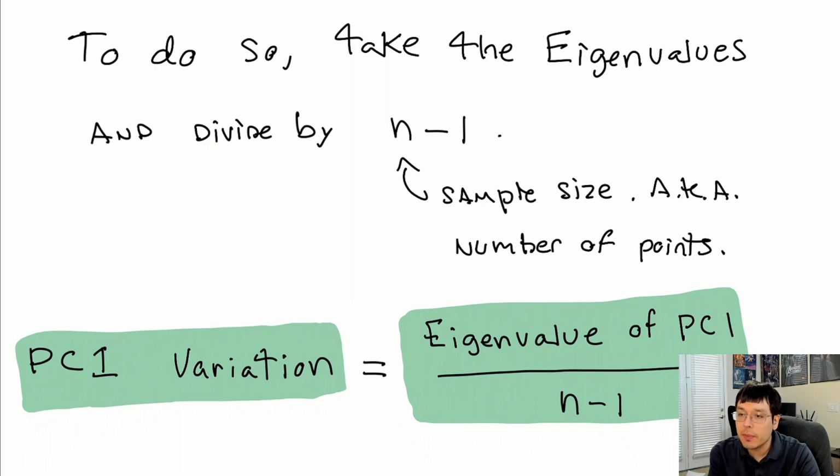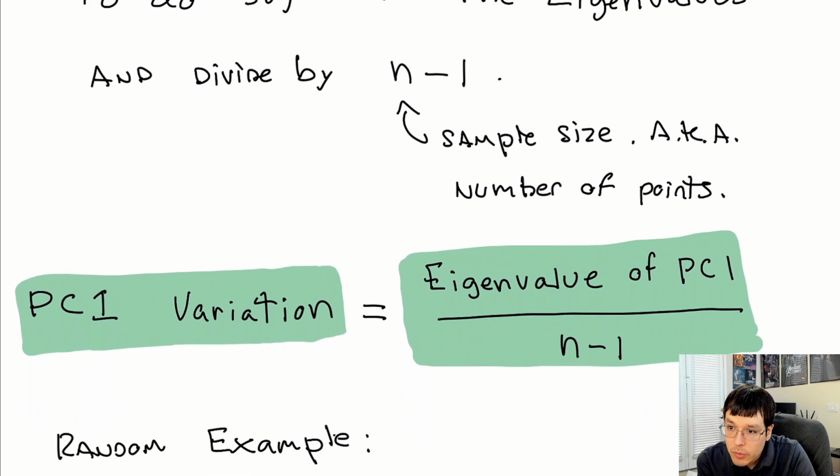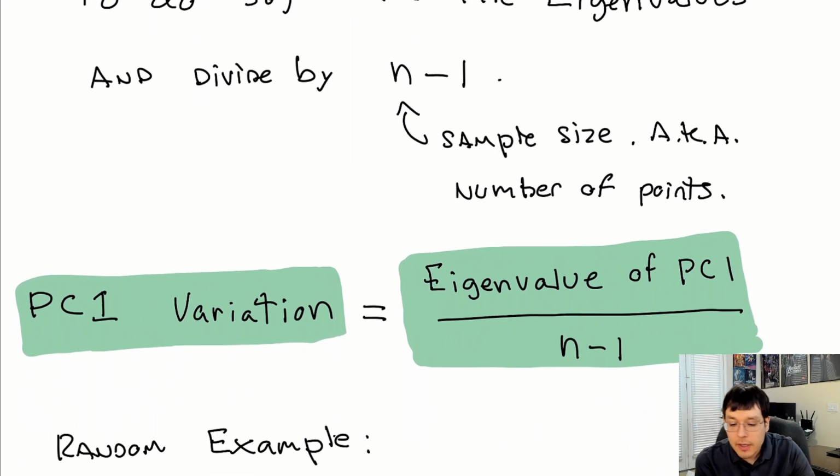We're going to compute the variation for each principal component value, so PC1 and PC2. For PC1, I'm going to take its eigenvalue, which I know because I've computed it already, and divide it by the number of points I have. Say I have 6 points, then subtract 1 from those, so 5, and then just do that division.